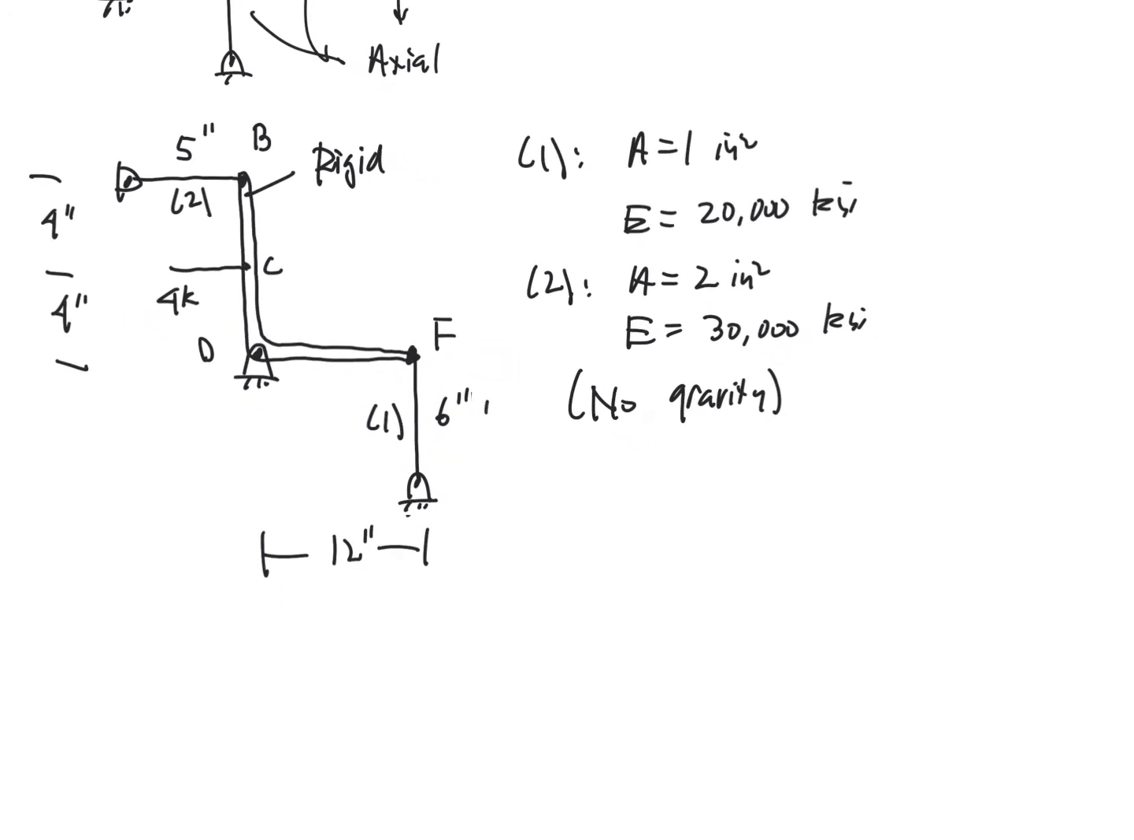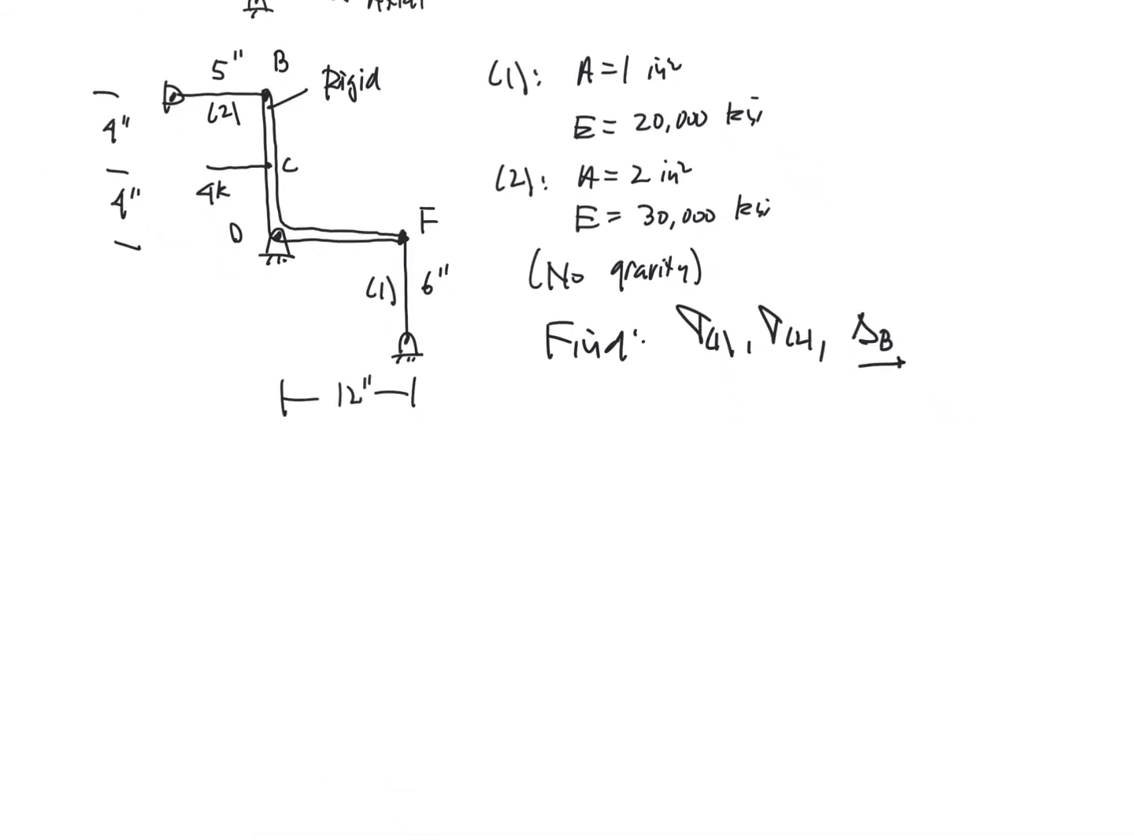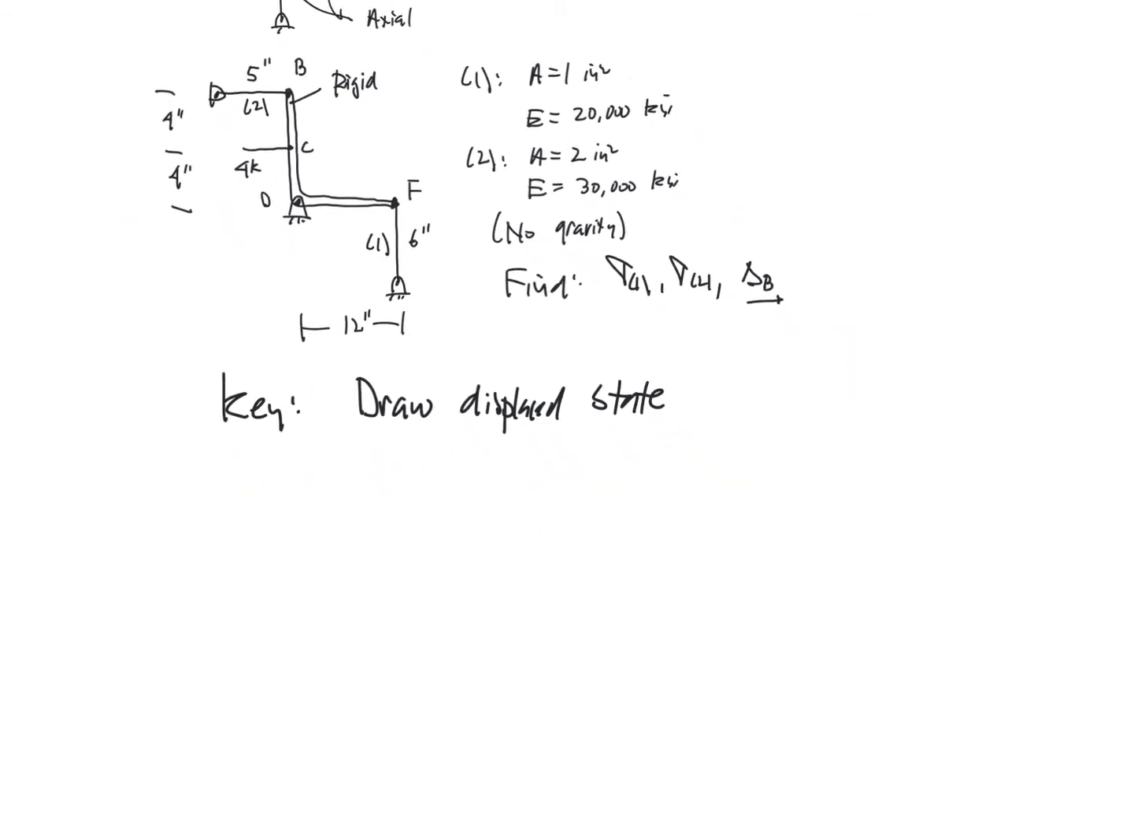What we would like to find is the stress in both bars: sigma in bar 1, sigma in bar 2, and the horizontal displacement of B. It's going to the right, like so. All right, now here is the key to this sort of problem. You need to draw the displaced state. The reason that's important is it's going to help you with statics and it's going to help you with compatibility.